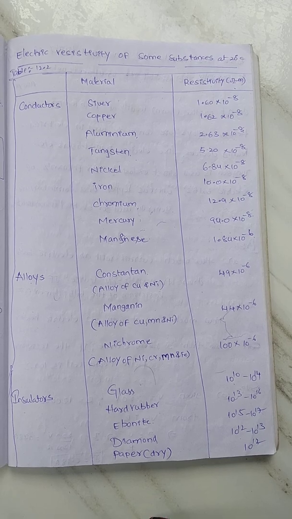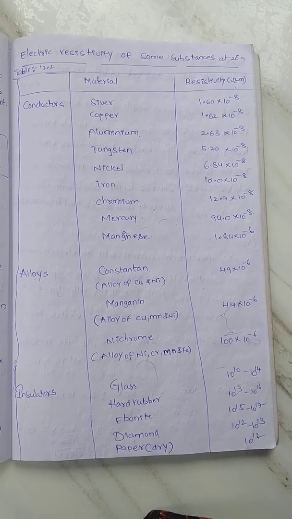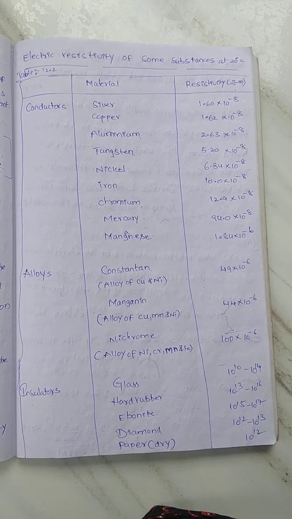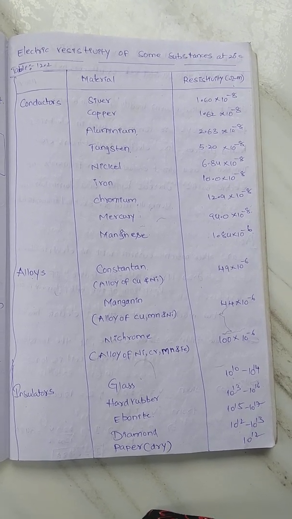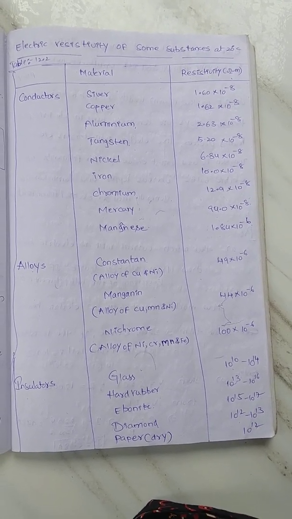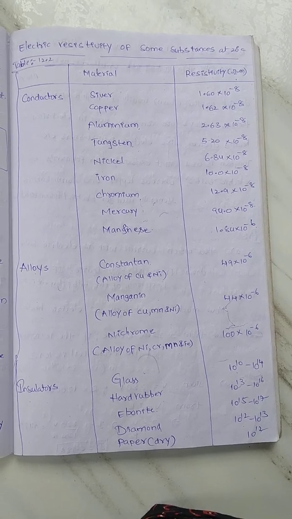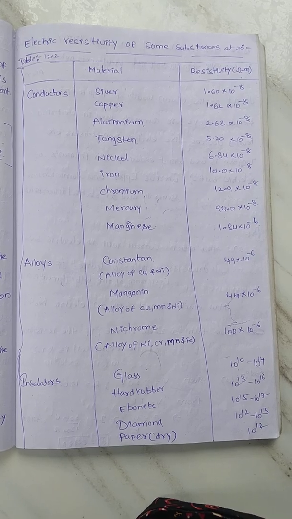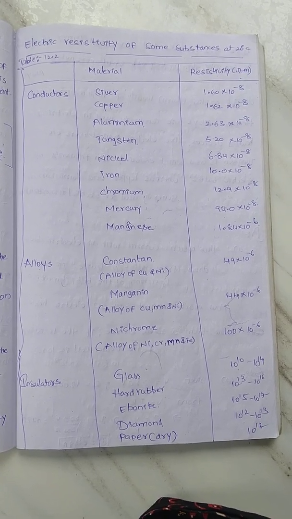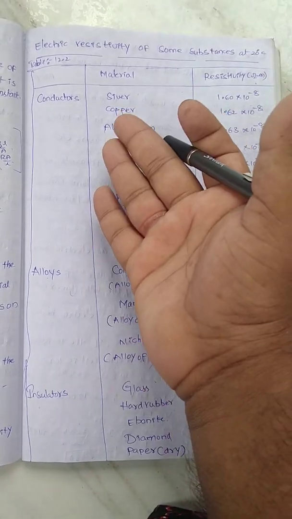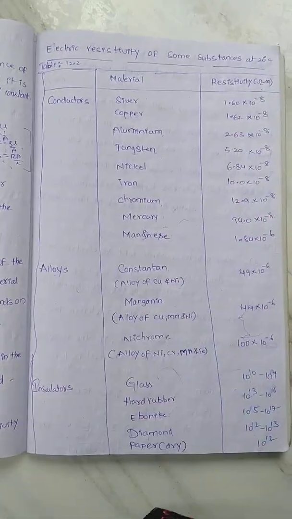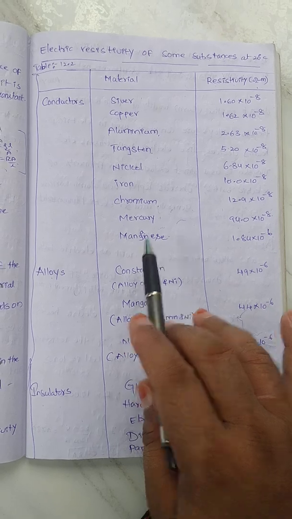Already I told clearly, resistivity depends on only two factors: one is the nature of the material and another is temperature, right? If you increase the temperature, the resistivity of a material may change. And resistivity depends on the nature of the material. Different materials have different resistivities. So we already discussed how much resistivity conductors have at 20 degrees centigrade, from silver to manganese.